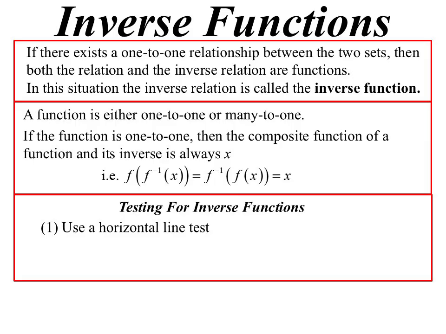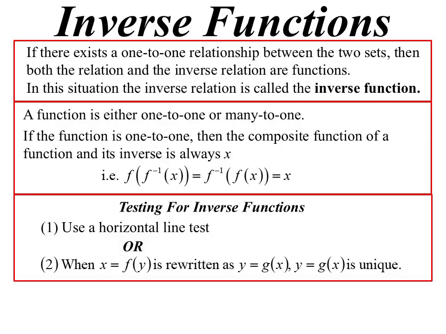How do we test? As I say, horizontal line test would be a way of visually seeing whether it has an inverse. Or, if we swap the x and y values around and then make y the subject, we should end up with something that's unique. We don't end up with a situation where we say plus or minus or something like that.